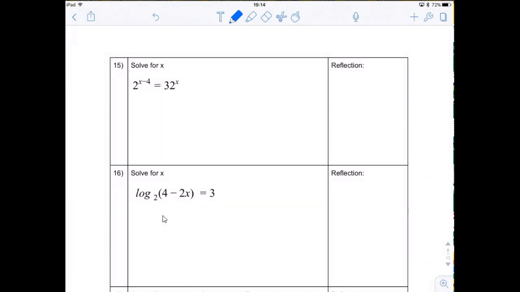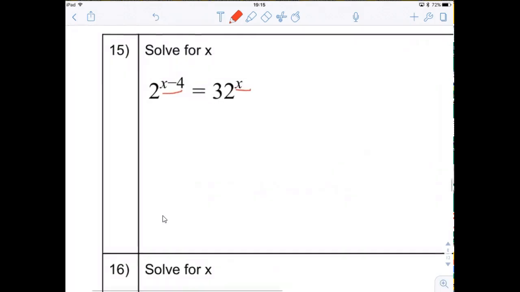Solve for x. So when you get an expression like this, and you have exponents, and you need to solve for the exponent, this is like a solvable problem. And the first thing you're going to do is you're going to say, hey, wait a second.